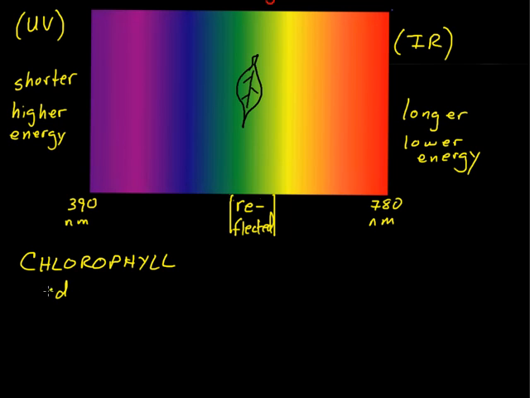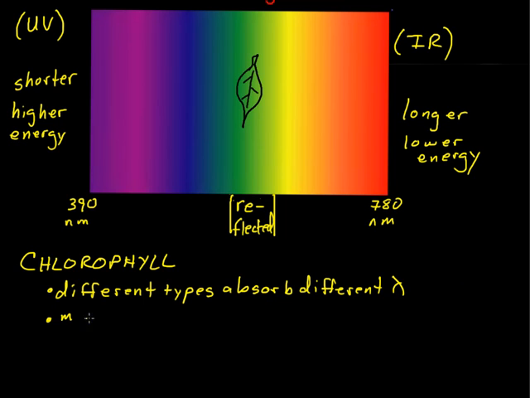Different types of chlorophyll absorb different wavelengths. There's lambda for wavelengths. For the most part, they absorb mostly blue and red light. Chlorophylls by far, again, are the workhorses of the plant's leaves, of the chloroplast within the leaf cells.